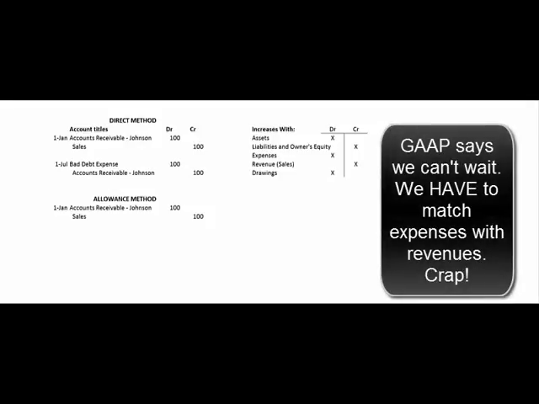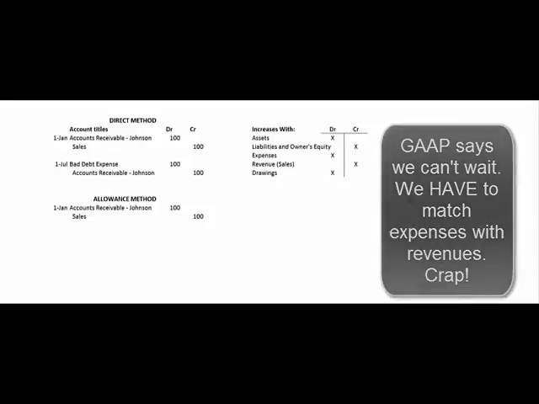GAAP says we have to use what's called the allowance method. In our heart of hearts, when we make sales, we know that not every customer is going to pay us. And so that bad debt expense associated with those sales should be booked in the same period as the sales. Let's see how that works. Same transaction: $100 worth of accounts receivable, $100 worth of sales for the Johnson Company. Well, since this is, say, January 1st and say it's a new fiscal year, we also have to estimate our total bad debt expense.